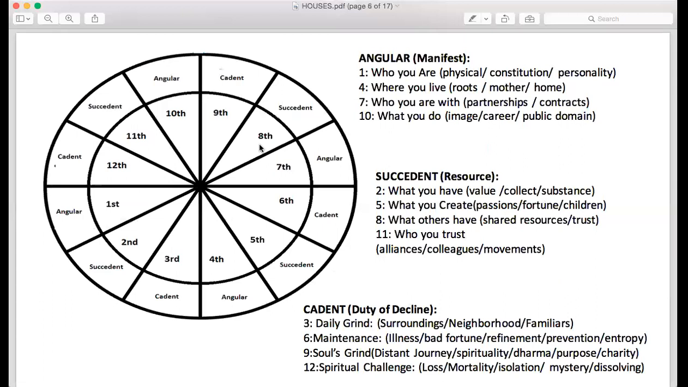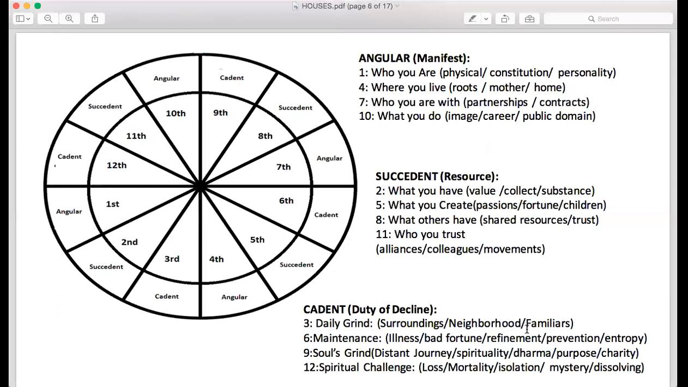11th is the last. It's who you trust, and that's going to be your social realm, your colleagues, not intimate resources like family, not familials, but your external relationships. We have to keep going back to that reference point, the horizon, these kendra, and define the houses based on them and use them as an anchor point.